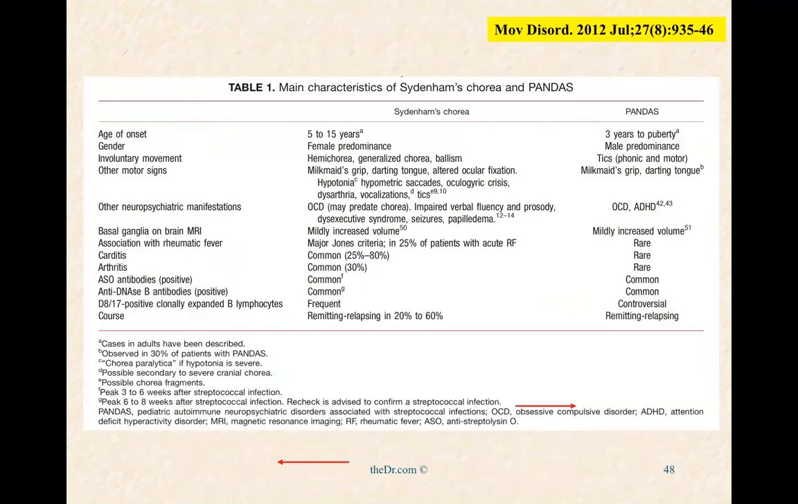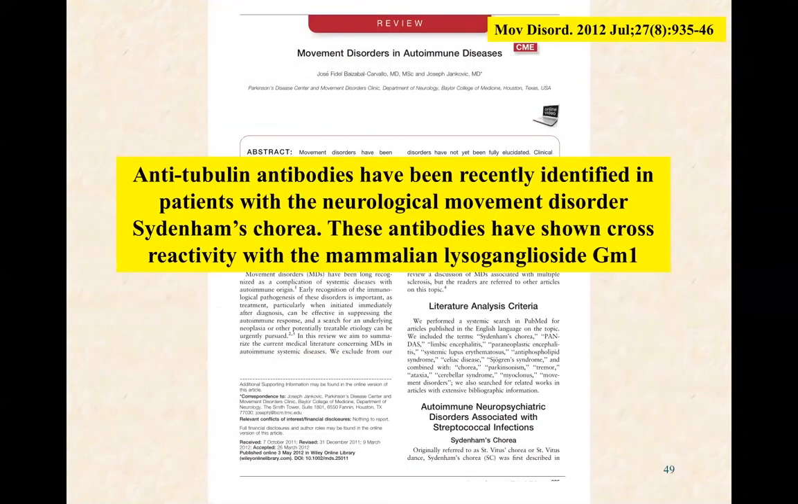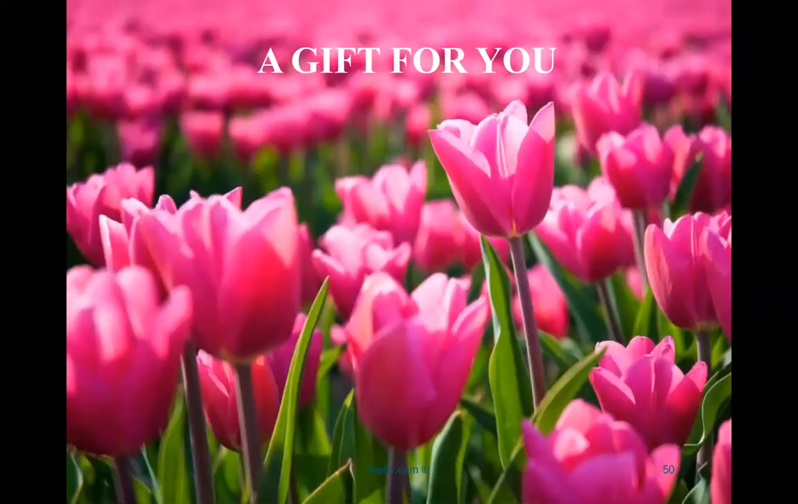So this is from that study about PANDAS and a milkmaid's grip. If you see kids or adults that have a milkmaid grip, if you go on Google and just type in milkmaid grip, you'll see some videos of it. That's better than me trying to describe it for you. A picture's worth 1,000 words on that. And the mechanism of that is both antitubulin antibodies from molecular mimicry with group A beta hemolytic strep, or lysoganglioside antibodies from molecular mimicry with group A beta hemolytic strep.